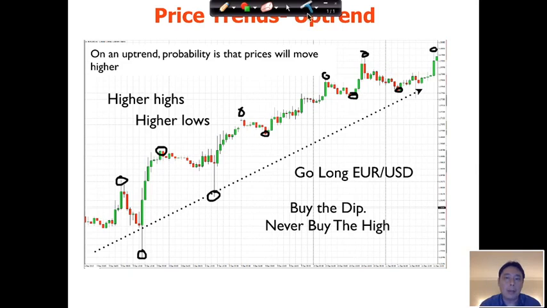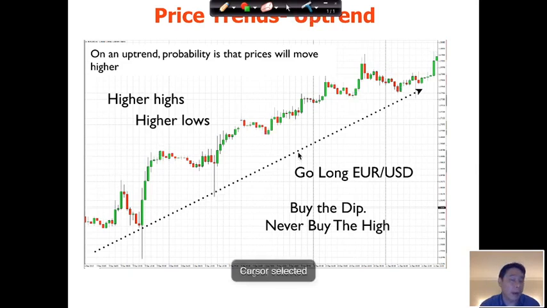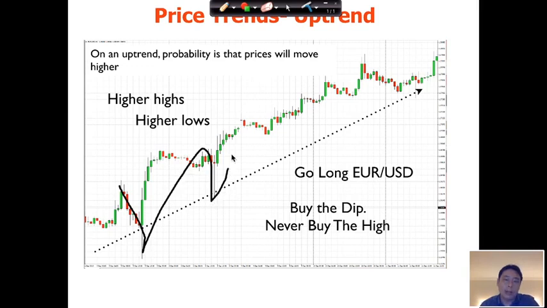And again, on an uptrend, the probability is that prices will tend to move higher. So in general, we always want to buy on an uptrend. We always want to go long on the uptrend. And the ideal time to go long is when the price makes a temporary dip on the uptrend, okay? So notice as price is on an uptrend, it still pulls back, it still goes down. But every time price goes down, it goes higher. Goes down, it goes higher. Goes down, it goes higher.